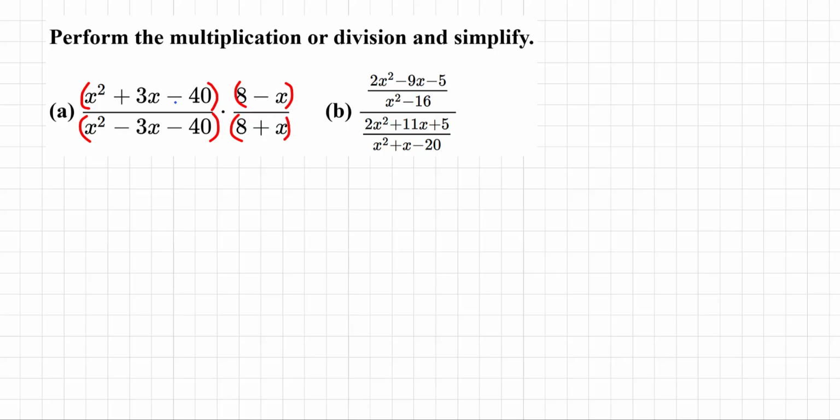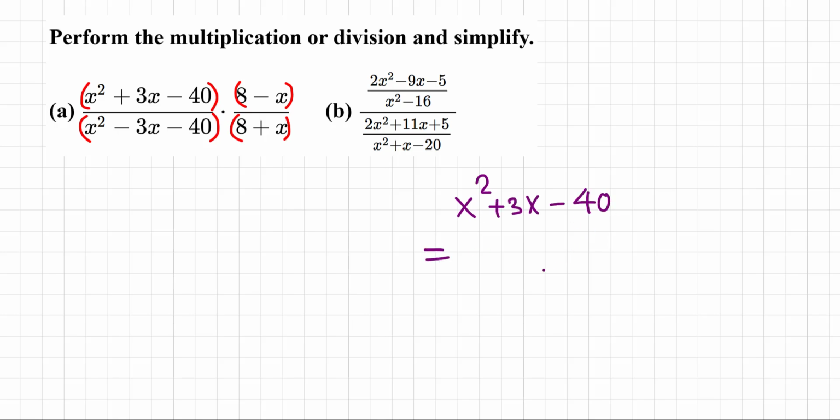So we'll factor this, if possible. These are already factors, and we try to see if we have common factors on the top and bottom. In that case, we can cancel those common factors. So x squared plus 3x minus 40. Let's factor this one.